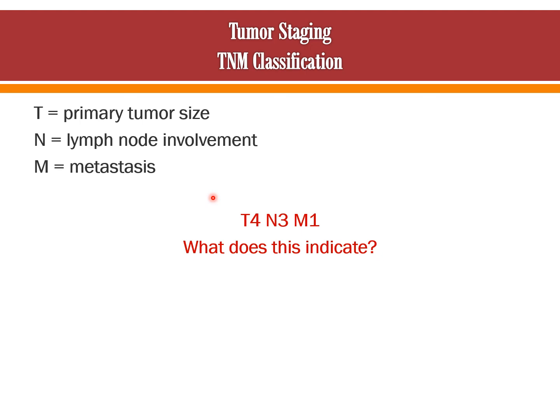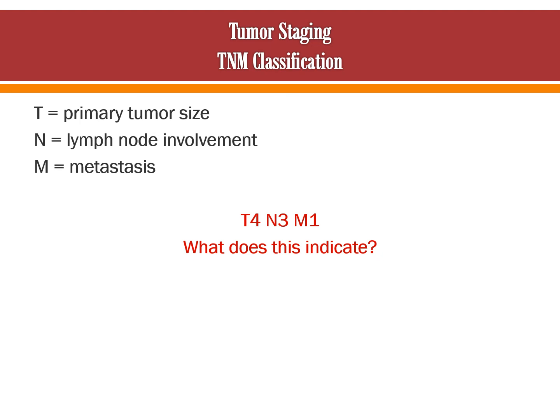For the metastases, it can either be MX, which means distant metastases cannot be assessed once again. So that's not necessarily a good thing. It just means they can't assess it. Or it can be M0. M0 is what you want. There's no distant metastases at all, right? Or it can be M1, which is distant metastases. So you definitely don't want M1 because now there is metastases. All right.